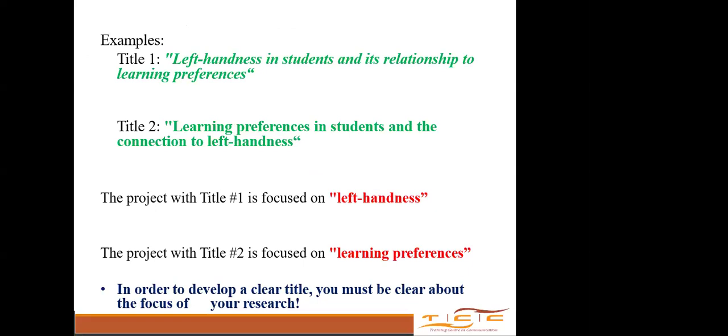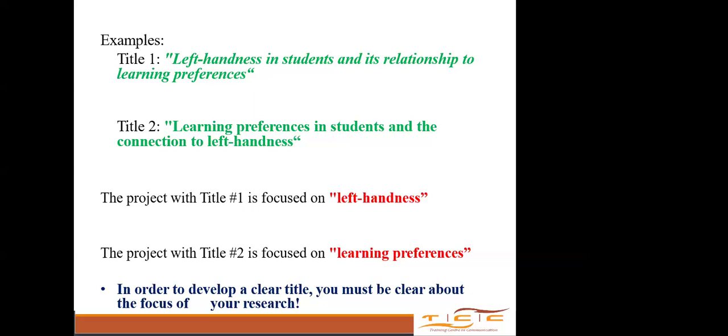Okay? Let's read again. The first title is left-handedness in students and its relationship to learning preferences. But the second one is learning preferences in students and the connection to left-handedness. So title one is focusing on left-handedness, while the second one is focusing on learning preferences.